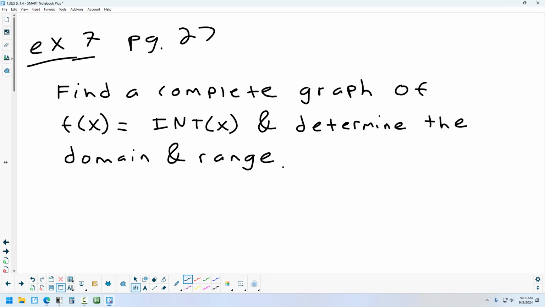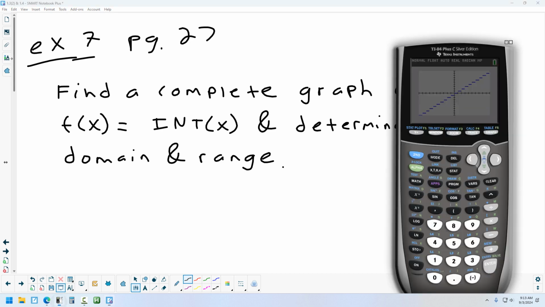We kind of already did that. So find a complete graph of the integer function and then determine the domain and the range. Well, I just asked you that. The domain was all real numbers. You can plug in anything you want. And the answer that you get back from it is always an integer. You don't get back decimals or fractions in this function.